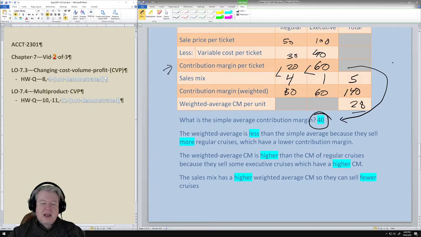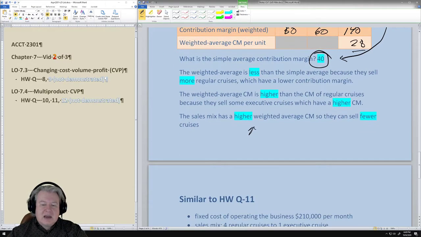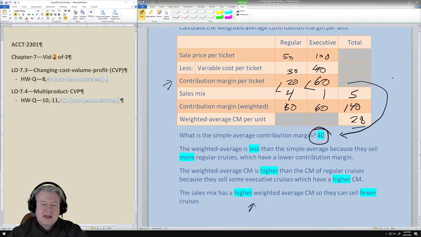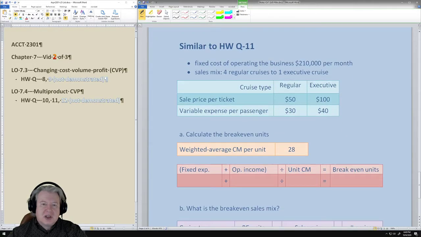And it says here the sales mix has a higher weighted average CM, so they can sell fewer cruises. That's right. So if you were just selling all regular cruises, you would have to sell one amount. But because you're throwing in every once in a while a pricier executive cruise, well, you can get away with maybe not having as many cruises, or at least hitting the break even. So this whole concept is carried over into the next question.